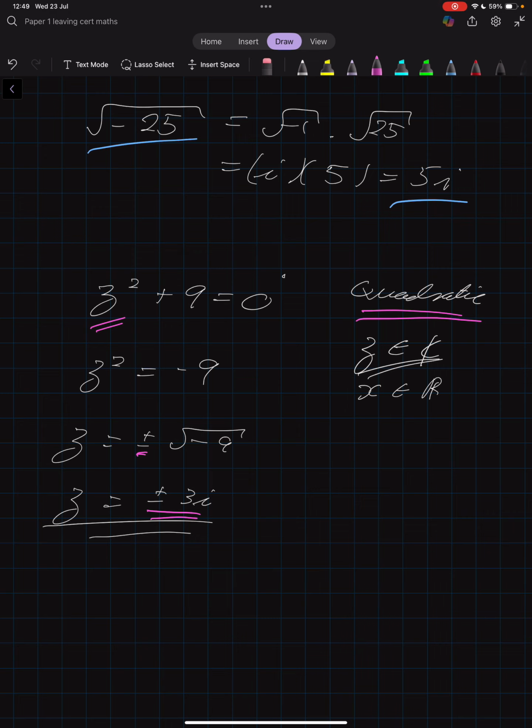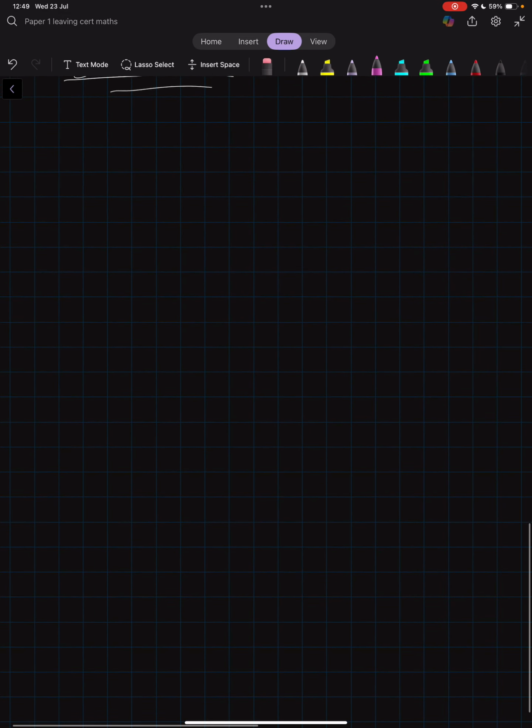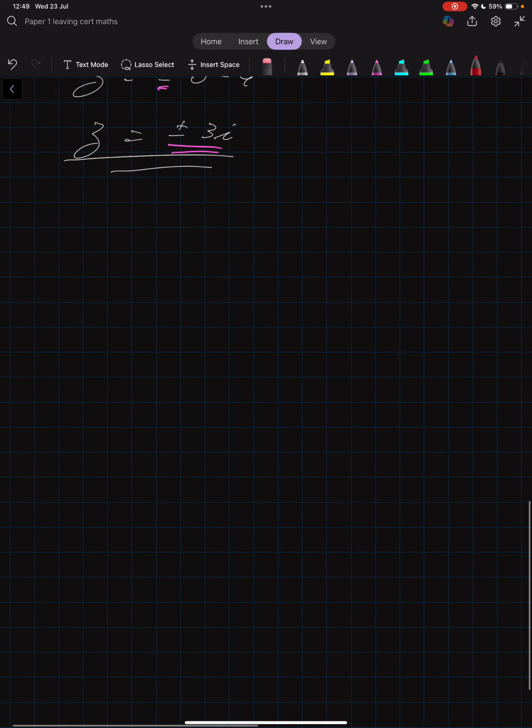All right. So that's just an introduction into what an imaginary number is and how they come about. The next bit is very important. It's the Argand diagram.